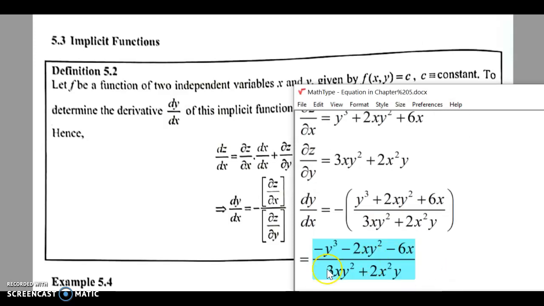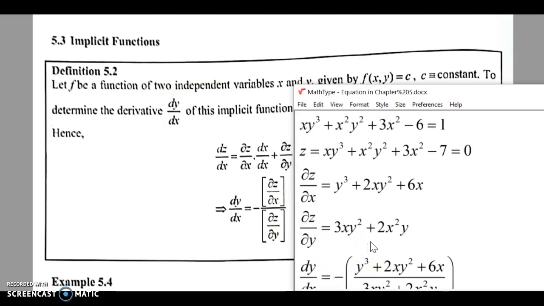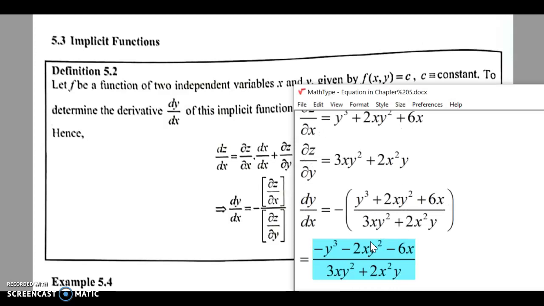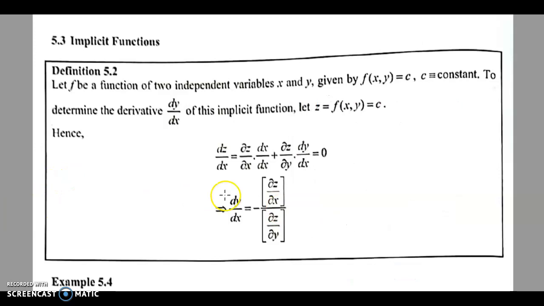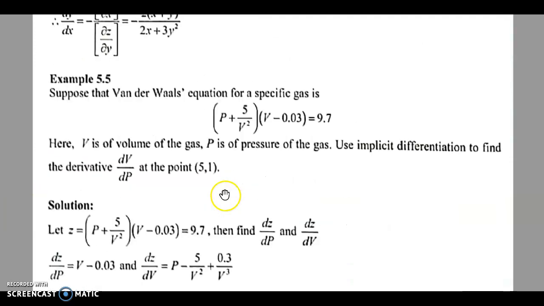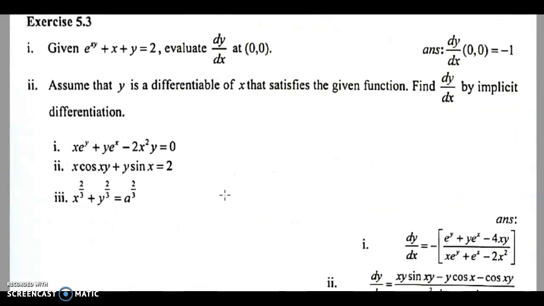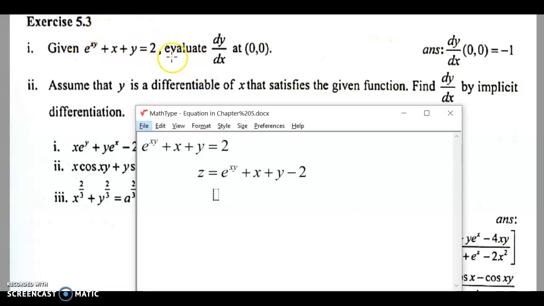In just several steps, we can already find the dy over dx for this question, the same question that we used to solve for dy over dx in implicit differentiation, which is a lot longer. So let's try a different question. Let's directly calculate for implicit differentiation by looking at exercise 5.3. Given these functions, evaluate dy over dx at (0, 0).